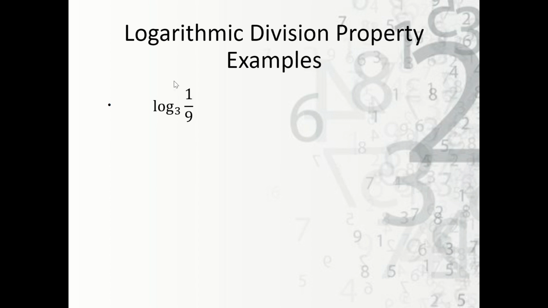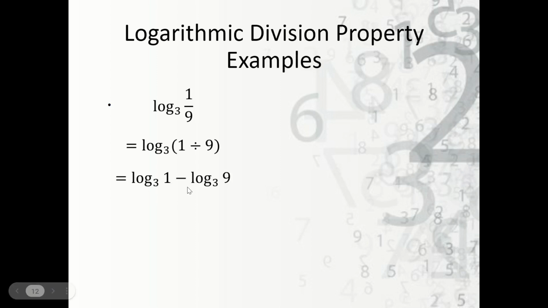So let's see if that's true based on the rule we just learned. So we have log base 3 of 1 over 9. This is really log base 3 of 1 divided by 9, because that's what a fraction says. We can break that up then and say log base 3 of 1 minus log base 3 of 9. Now, 3 to what power equals 1? Well, we know anything to the 0 power is equal to 1. So 3 to the 0 power equals 1, so that's 0. And then 3 to the second power equals 9. So we end up with 0 minus 2, which is -2.